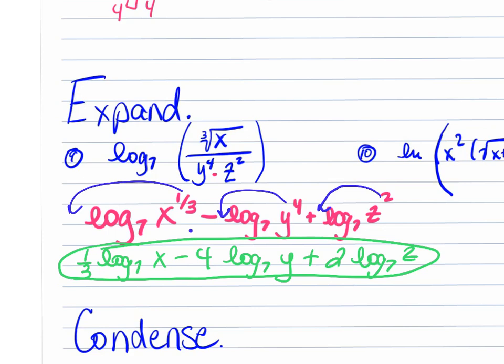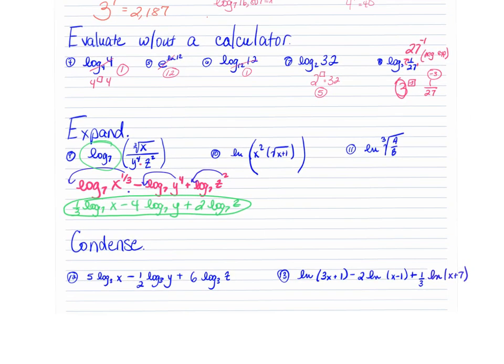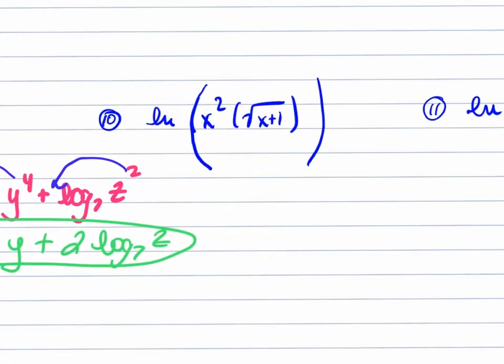Wait, why is it log 7 of what? Because you have a log 7 out in front. So that means every single thing is going to get a log 7. Like here, when I look at this problem, every little thing is going to get a what? An ln. Okay? I'm going to erase this part so I can have some room.